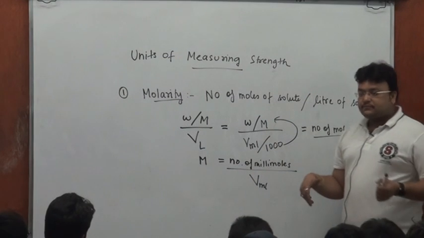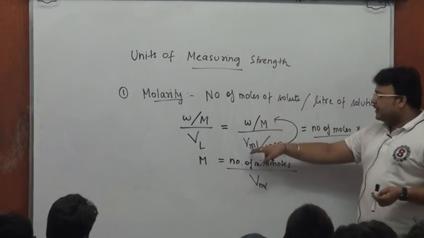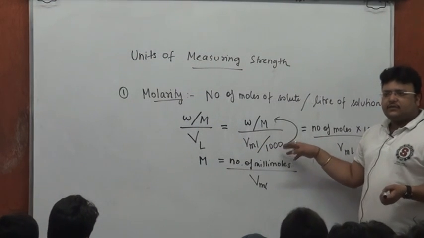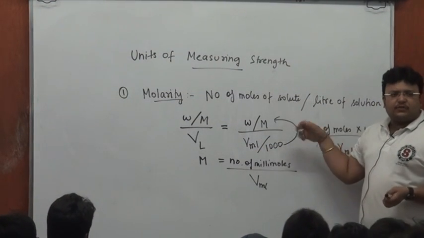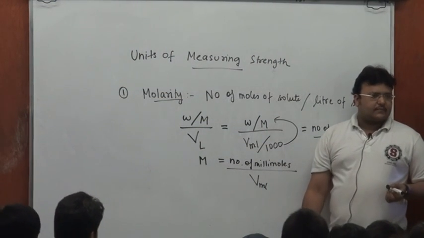Got me? And certainly I've tried to explain it to you. If you have volume in ml, you'll want to divide by 1000. This is going to go in the numerator, and number of moles into 1000 would certainly give you number of millimoles. Fair enough?